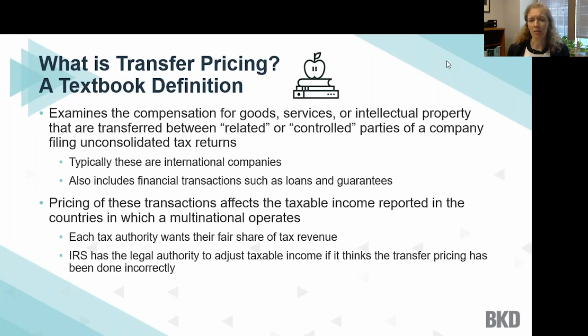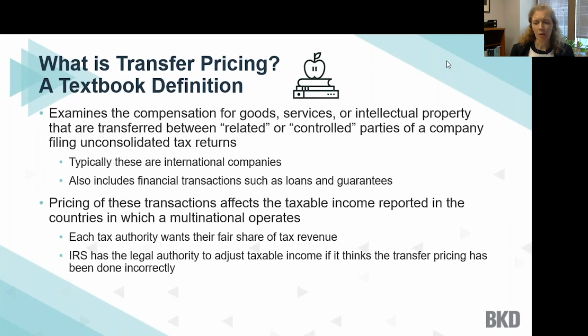So transfer pricing really is the subject of what is the appropriate compensation for intercompany transactions. And intercompany transactions are generally between related parties, meaning that there's some kind of common ownership. And the types of intercompany transactions really could be anything.